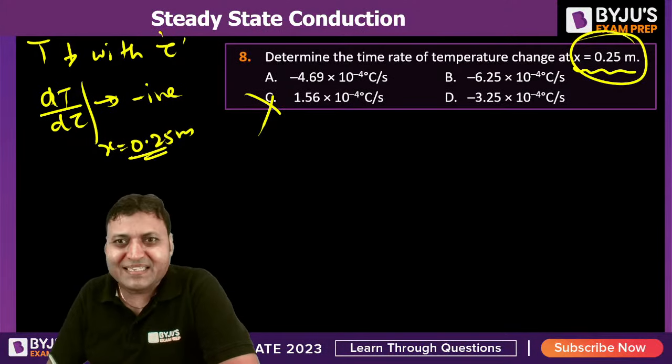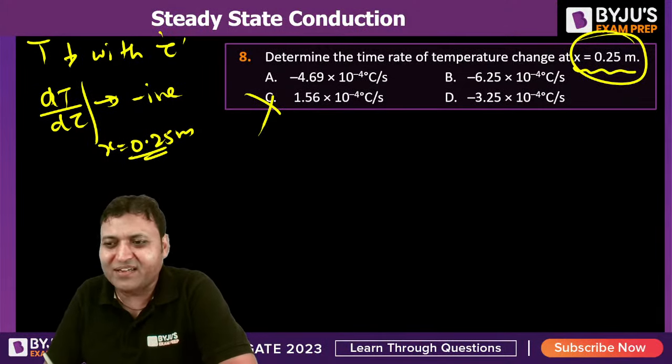Can you solve it? Vikas is saying option D. What about others?